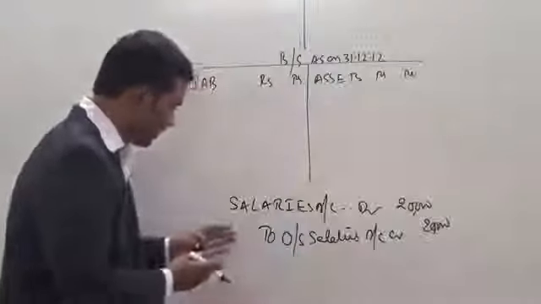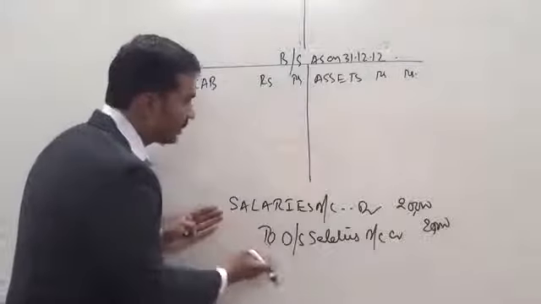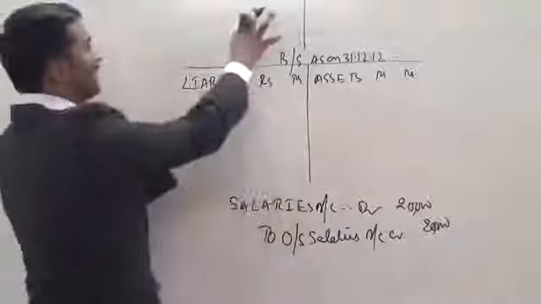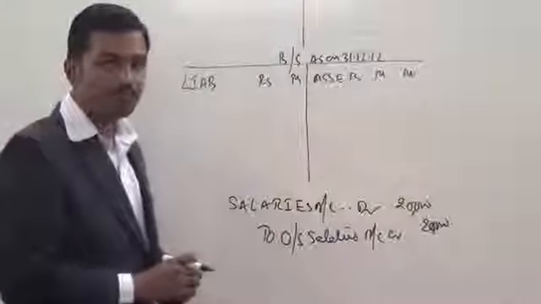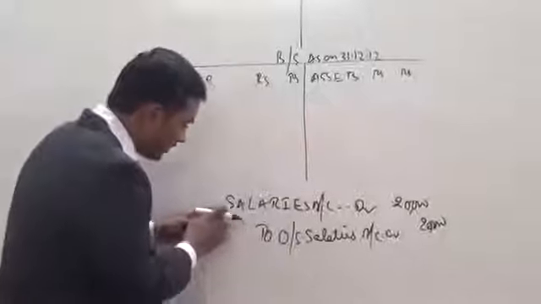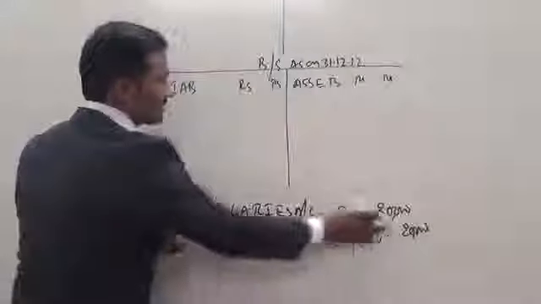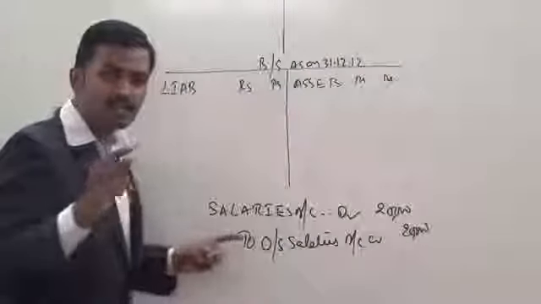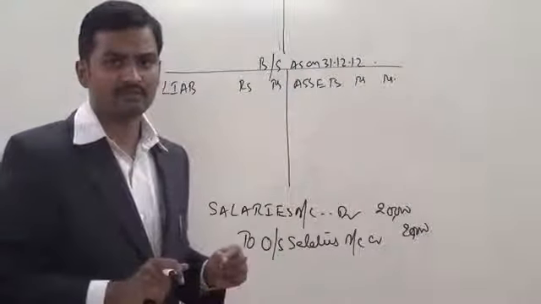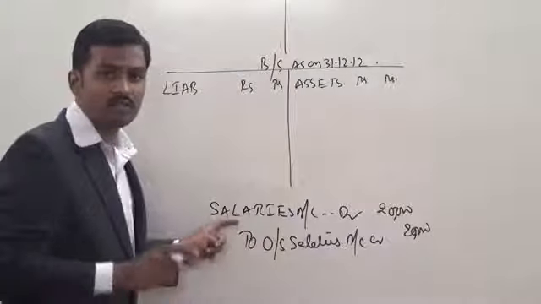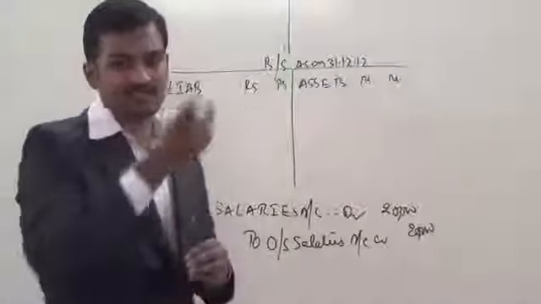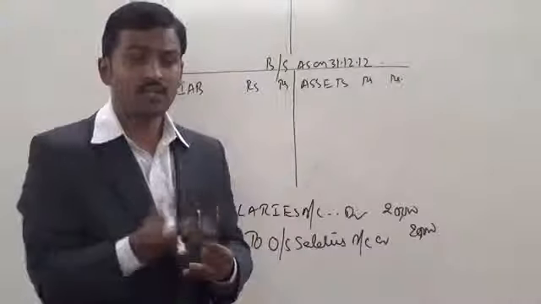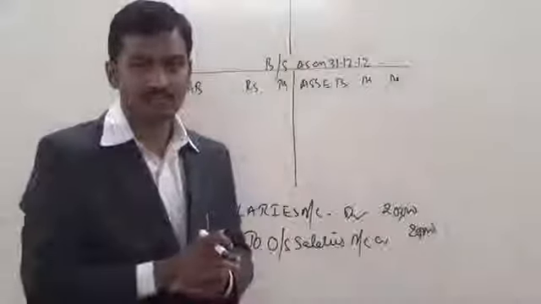Now just see this entry. The entry we have passed is salaries account debtor to outstanding salaries. Now we have to give effect to this entry directly in our final accounts. This entry says the salaries account should be debited 20,000. Salaries account is already showing a debit balance of 1 lakh. Again, if you debit the salaries account, the balance will increase.